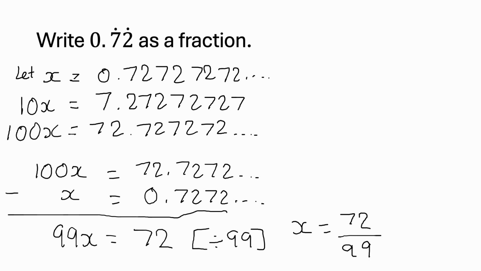Now, as this question doesn't tell us to simplify, we can leave it as it is. But if the question said that we must simplify to its fullest, then we can see both of these numbers are divisible by 9. So if we divide 72 by 9, we get 8. And if we divide 99 by 9, we get 11.